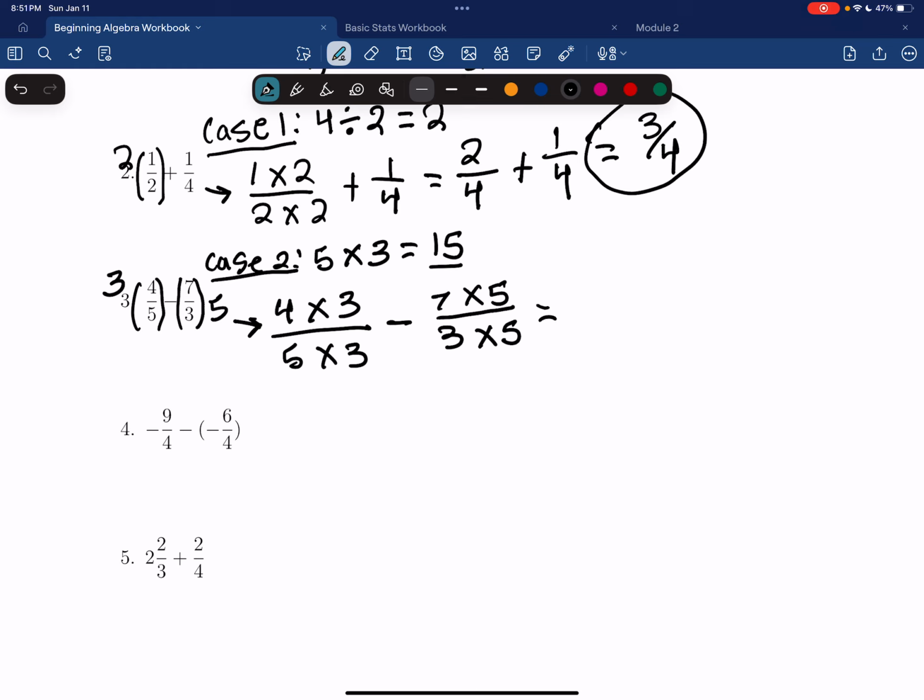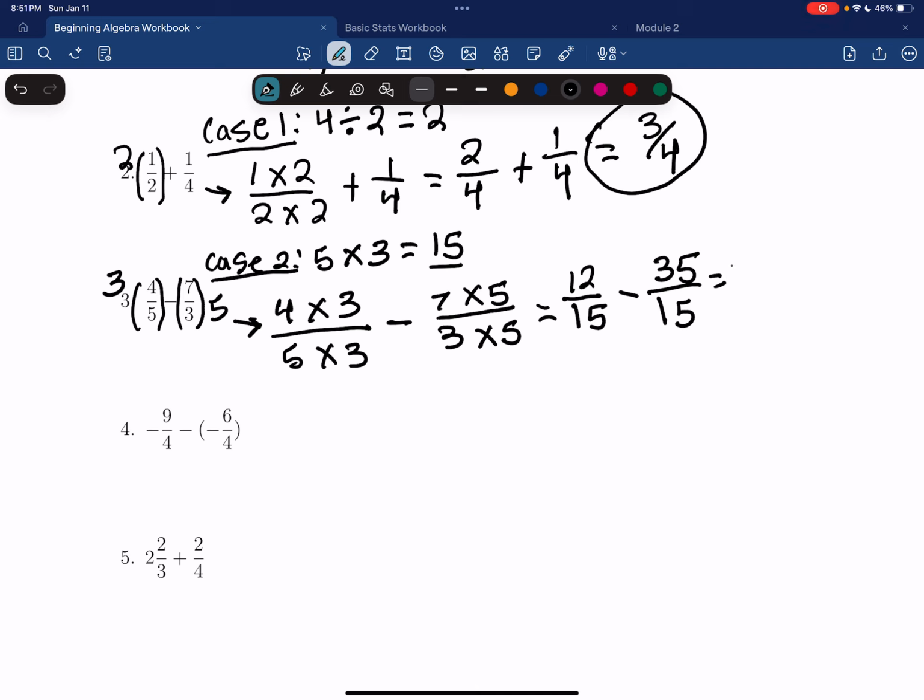So 4 times 3, well, that's 12. 5 times 3 is 15. We're going to subtract 7 times 5, which is 35, over 3 times 5, which is 15. Great. Now we have common denominators. So all we need to do is subtract the numerators, the top numbers. So we have 12 minus 35.